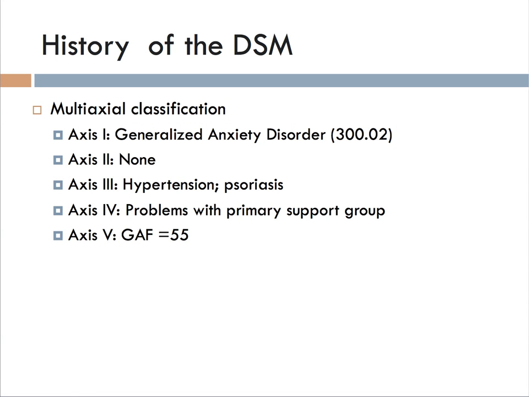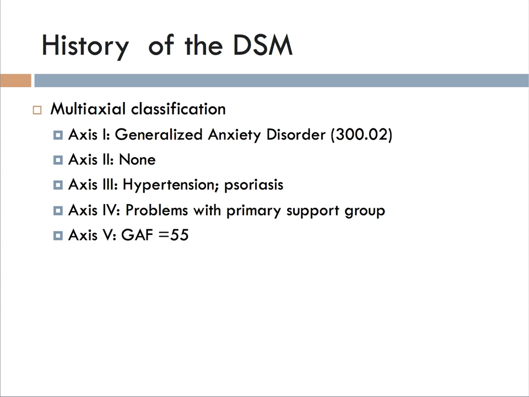So, for example, at the beginning of treatment, I might diagnose my client with GAD, or generalized anxiety disorder, which we'll talk about in a couple of weeks. On axis 2, which is where personality disorders and also cognitive disorders were diagnosed, I could say none. I might indicate that physically my client experiences both hypertension and psoriasis.